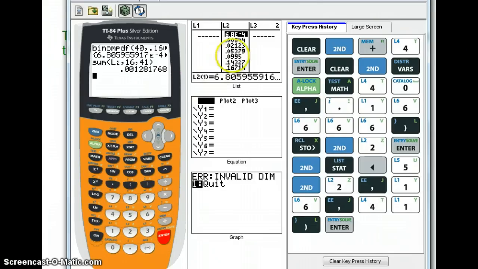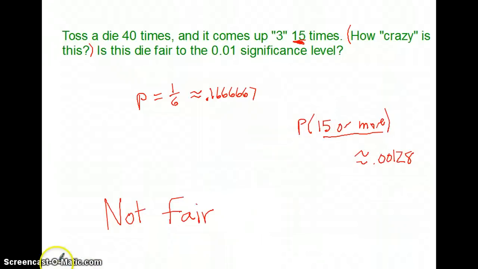If I add up all these past a certain point, see, that's 16% right there. Add those all up, I only get 1%. Sorry, 0.1%. So this is way too crazy. This is not supposed to happen that often. This thing fails the test. If it were truly random, it would only happen that much of the time, not nearly close to this much.